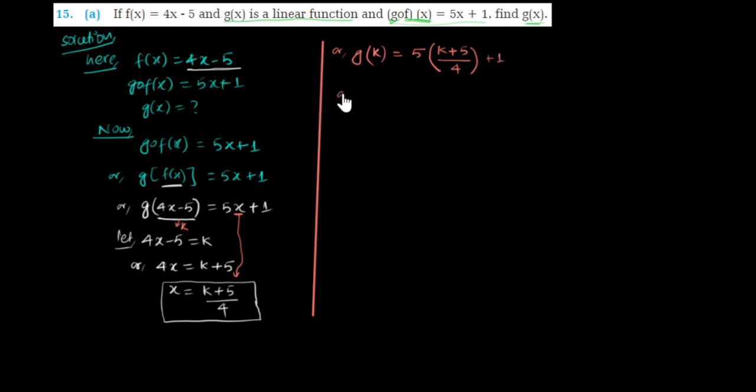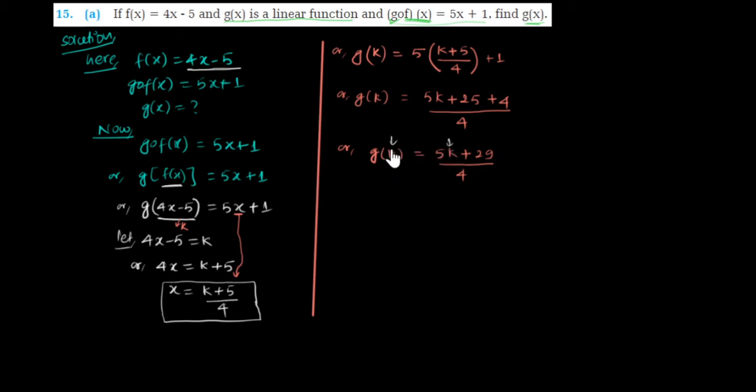So it will be g(k) is equal to, simplifying it further, (5k plus 25 plus 4) divided by 4. Hope you understand this. Or g(k) is equal to (5k plus 29) divided by 4. We replaced the value 4x minus 5 by k, and we have got this result: g(k) is equal to (5k plus 29) by 4, but we need to find it in terms of x.